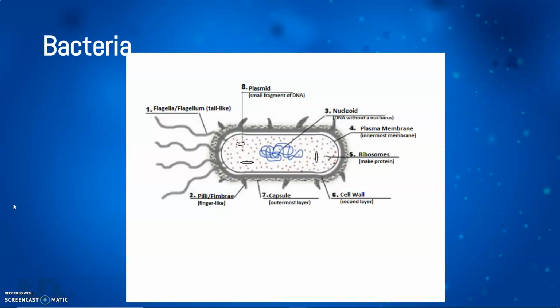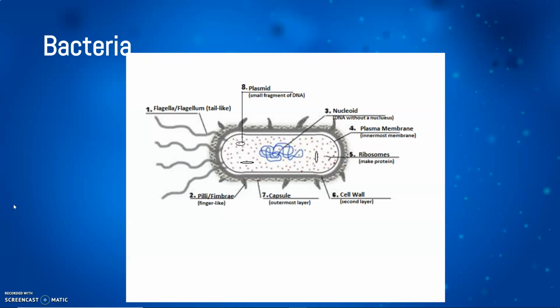All right, here's a picture of a bacterial cell. We're going to go over a couple of the different anatomical features, and again, you do need to know this. The first one we're going to talk about is the flagella or flagellum. It kind of looks like a tail if you want to look at it that way. It is used by the bacteria to move. So in a liquid system, like in water or inside your body, this is how the bacteria gets around.